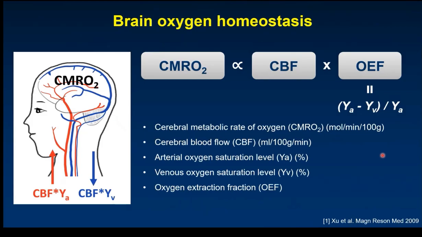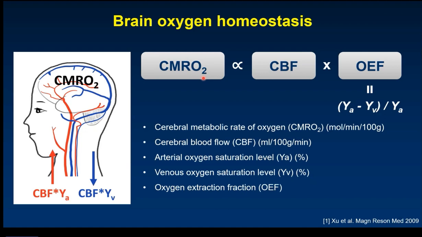This brain oxygen could be described as a mathematical relationship shown here. In this relationship, we have CBF representing cerebral blood flow, and it denotes how much arterial blood is delivered to the brain. And we also have OEF representing oxygen extraction fraction. It is the difference between arterial oxygenation and venous oxygenation. And we also have CMRO2 representing cerebral metabolic rate of oxygen. It denotes how much oxygen is extracted by the brain tissue.